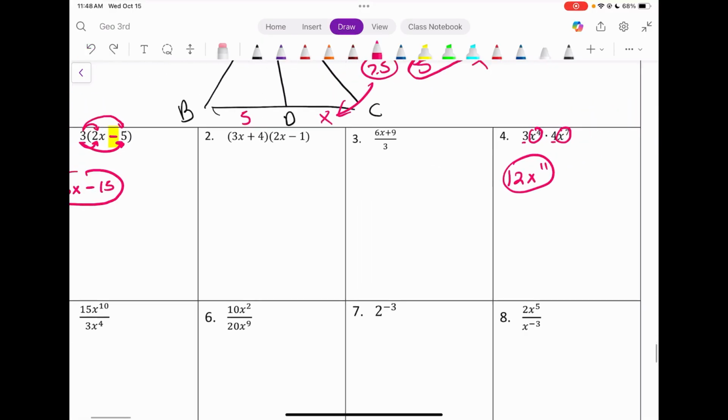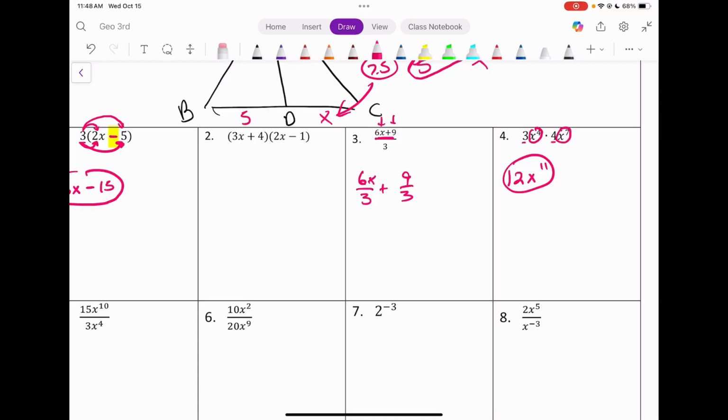Skipping over to number 3, division works the same way. Again, always spot that plus or minus sign. So you have 2 terms on top, both of them being divided by 3. You have a 6x divided by 3 and also a 9 divided by 3. So we're going to distribute that 3 to both just like we did in the previous problem.